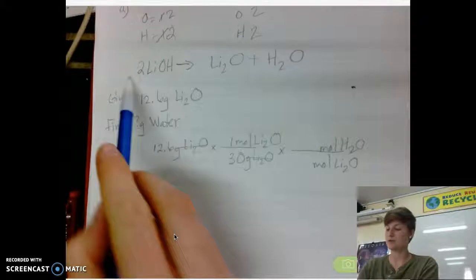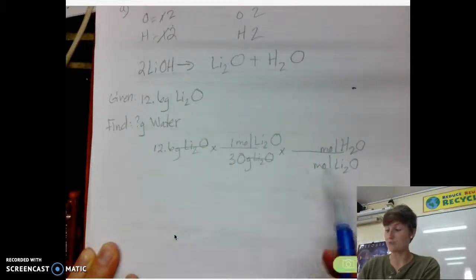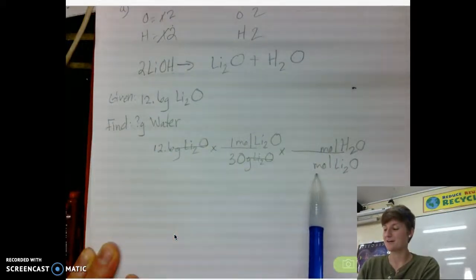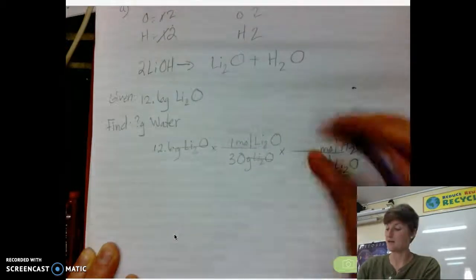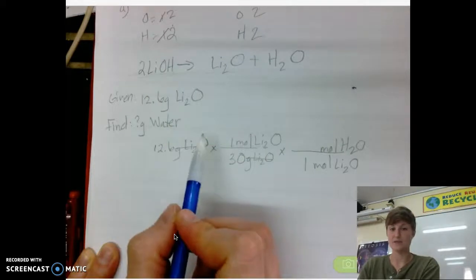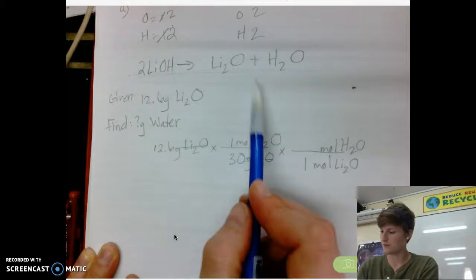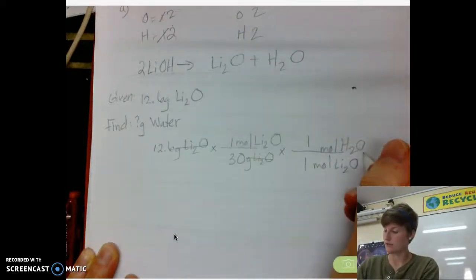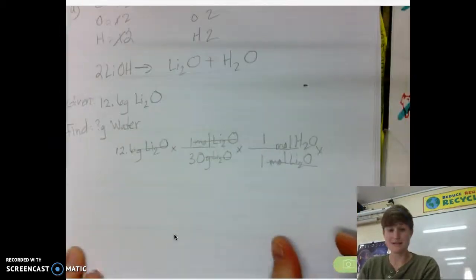So let's look up at our equation to find our mole ratio. How many moles in this equation are how many moles of lithium oxide? And I see I only have one because there's just one. And then how many moles of water? And again, that is 1. And so now I can cancel out my moles.